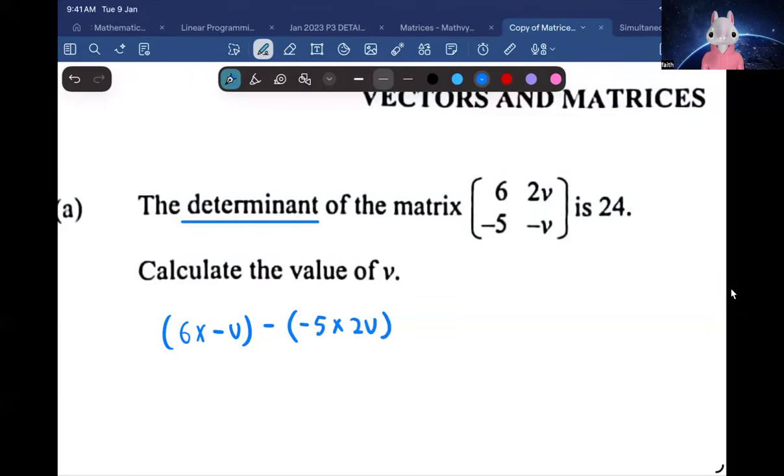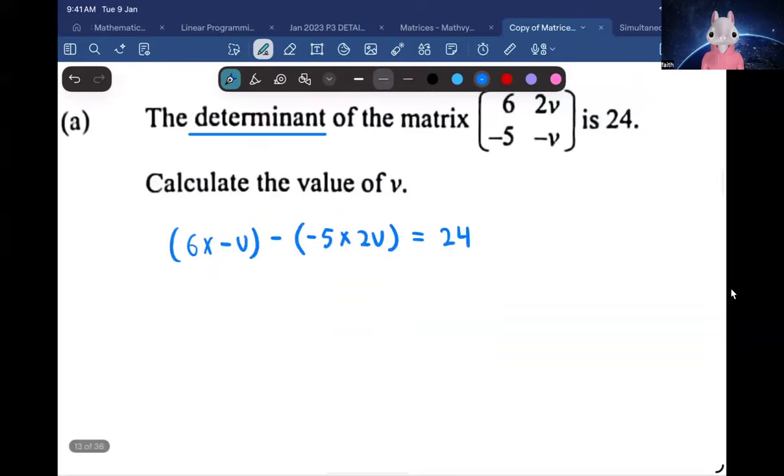So we just found the determinant here. Can everybody agree that we just found the determinant? Yes, sir. And they said that the determinant was equal to 24. So what do you think I'm going to put this equal to? 24, because that's what it says. We found the determinant and they tell us it's 24. Make an equation so you can solve for the unknown. What is 6 by minus v? Minus 6v. Let's work out the brackets first. What's minus 5 by 2v?